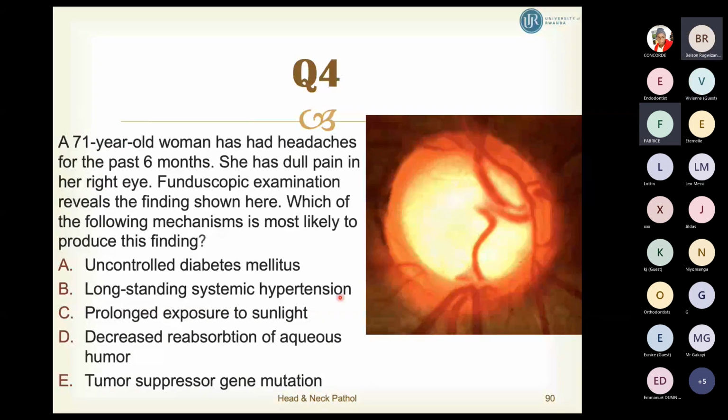So a 71-year-old woman has had headaches for 6 months. She has a dull pain in her right eye. Fundoscopy examination reveals the findings shown here. So we have some vessels which are dilated and so on. Which of the following mechanisms is most likely to produce these findings?